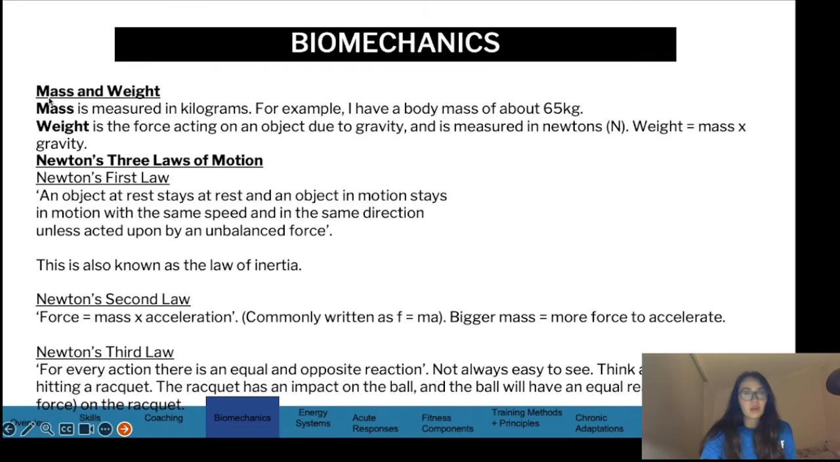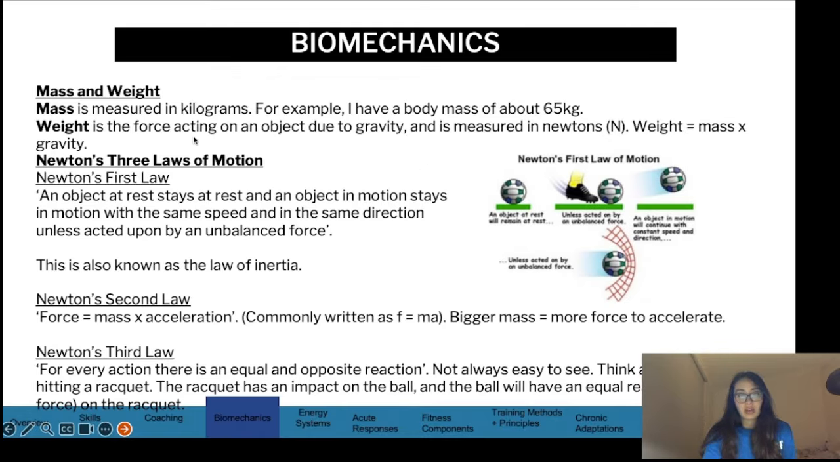This is just an example, but mass is measured in kilograms. For example, you might have a body mass of about 65 kilograms. Weight is a force acting on an object due to gravity and is measured in newtons. So weight equals mass times the acceleration of gravity. Your mass is always going to be 65 kilos. On Earth, your weight is going to be 65 times the acceleration of gravity. If you go to Mars, the acceleration of gravity might change, and therefore your weight will be different.